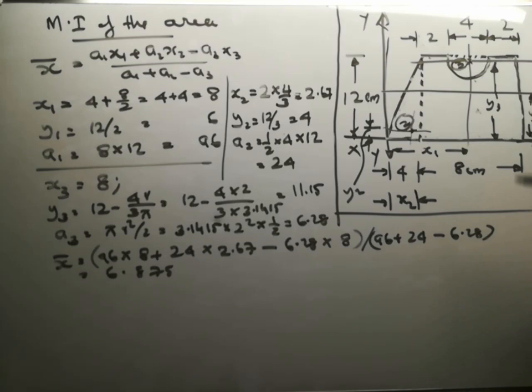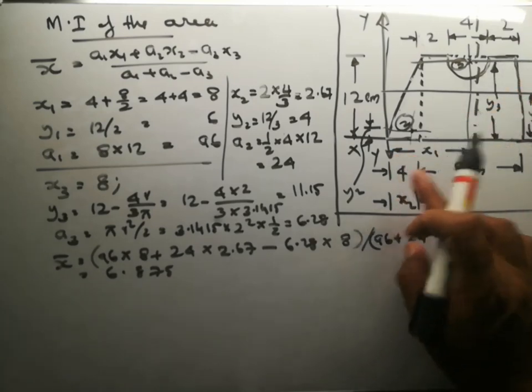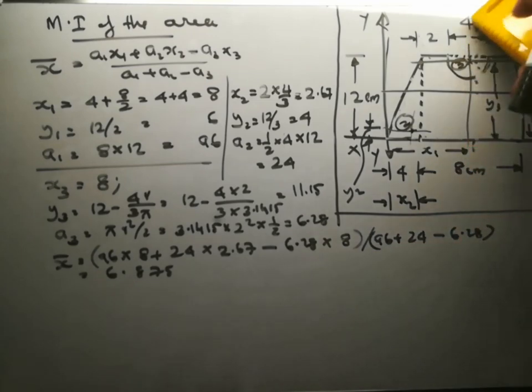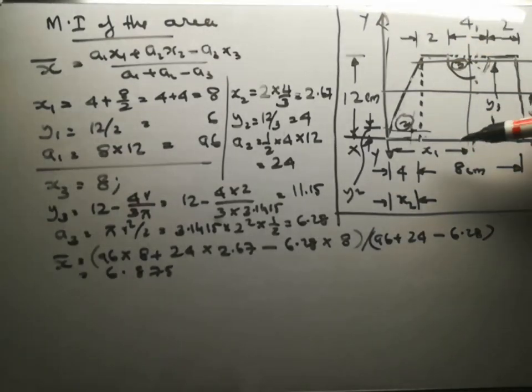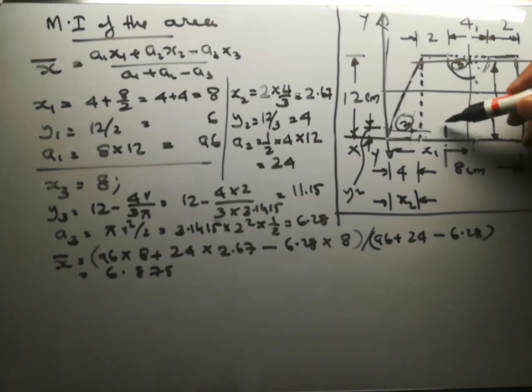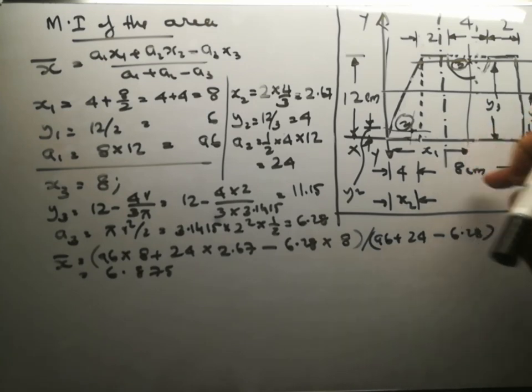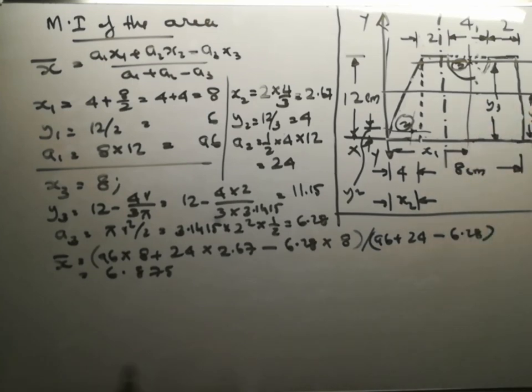This will be the vertical centroidal axis. Sorry, it is actually 8 centimeters, so it will be somewhere here. That will be the vertical centroidal axis. Then y bar.